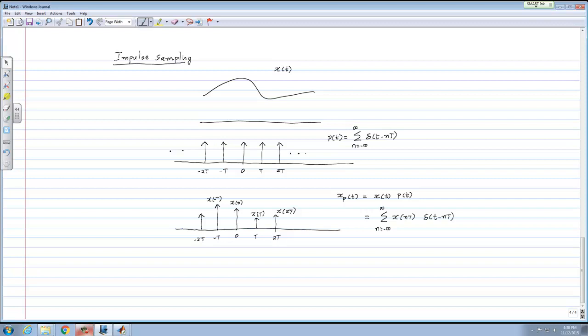Okay? All right. So now the question is, if we are given x sub p of t, how can you get x of t back, knowing that it's band limited to negative omega m and positive omega m? Okay. The insight to this actually comes from looking at things in the frequency domain. It's very hard to get insight into this problem if you just look at it in the time domain. But if you look at what happens in the frequency domain, it becomes very beautiful and very insightful.